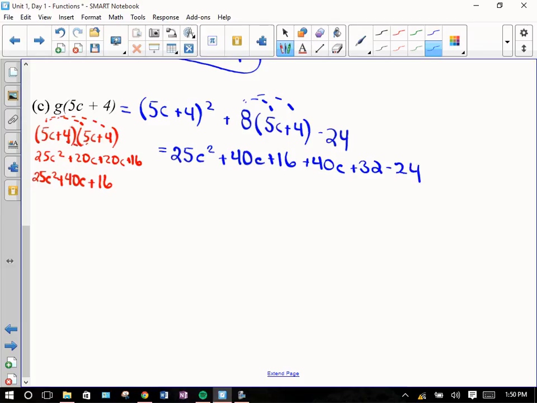All right, and at that point, all it is is simplifying by combining like terms. So you're going to have 25c squared, 40c plus 40c is 80c, 16 plus 32 is going to be 48, minus 24 is going to be positive 24. That's your answer.